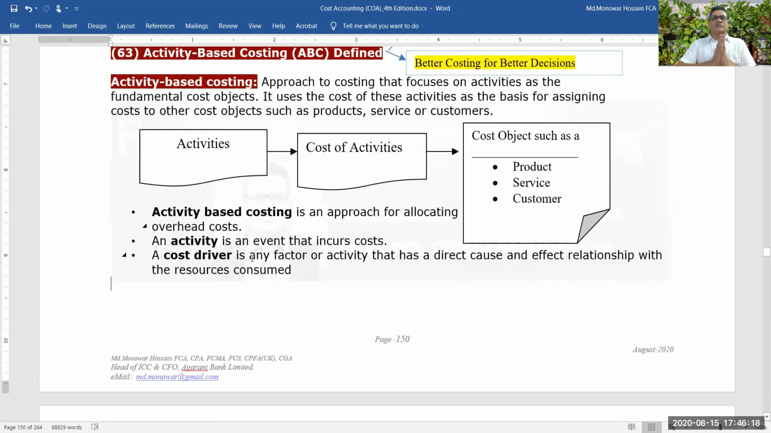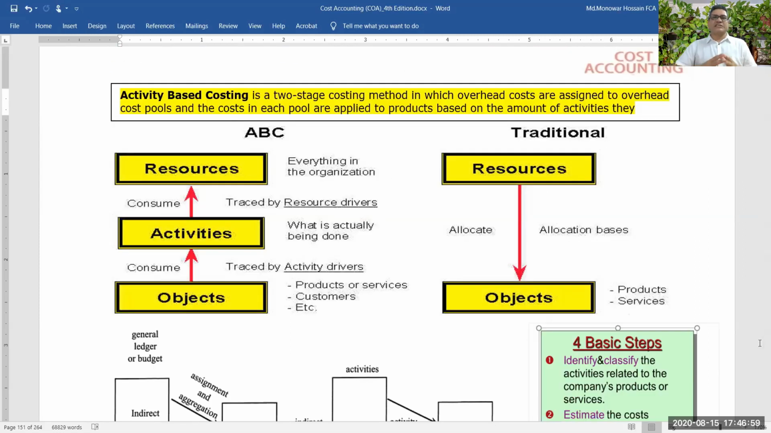Activity costing is an approach for allocating overhead cost. An activity is an event that incurs cost. A cost driver is any factor or activity that has a direct cause and effect relationship with the resource consumed. This is a two-stage costing method in which overhead costs are assigned to overhead cost pools, and the costs in each pool are applied to products based on the amount of activities there.